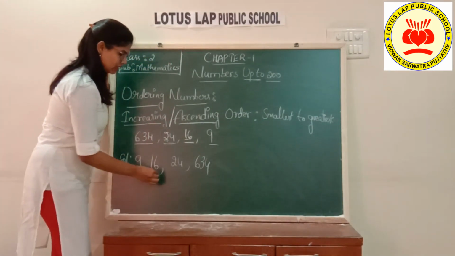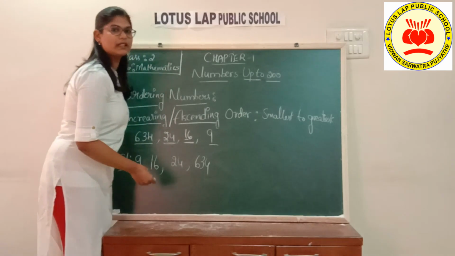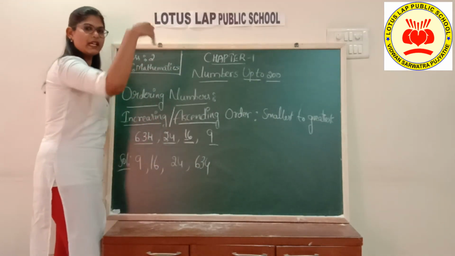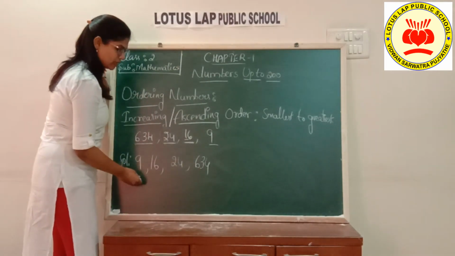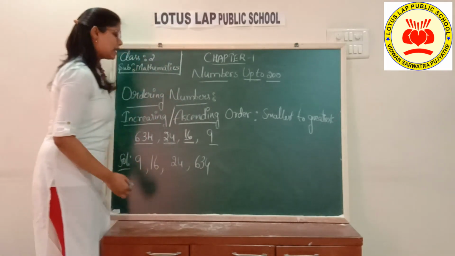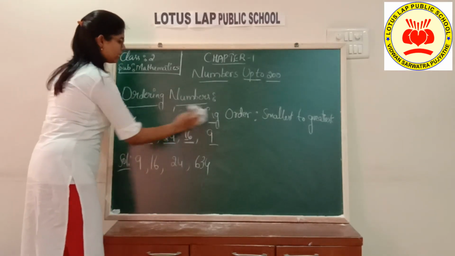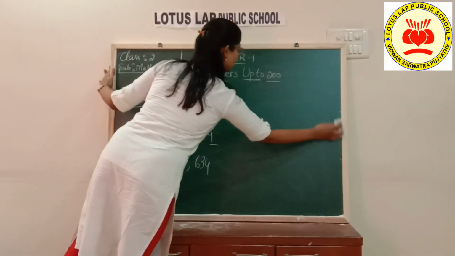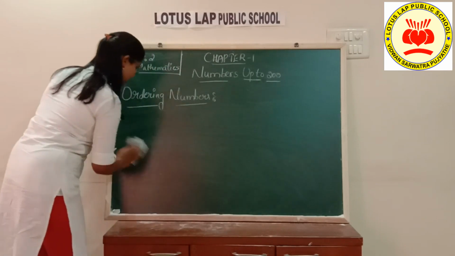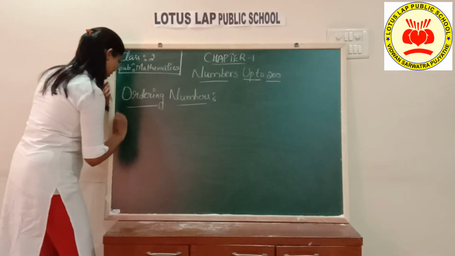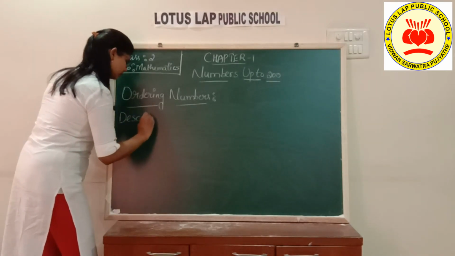The number is increasing, children, here. 1 digit, 2 digit, 3 digit. Okay, the number is increasing from smallest numbers to greatest number. Let us see how to write decreasing order, which is also known as descending order. What is another name for decreasing order? Descending order.